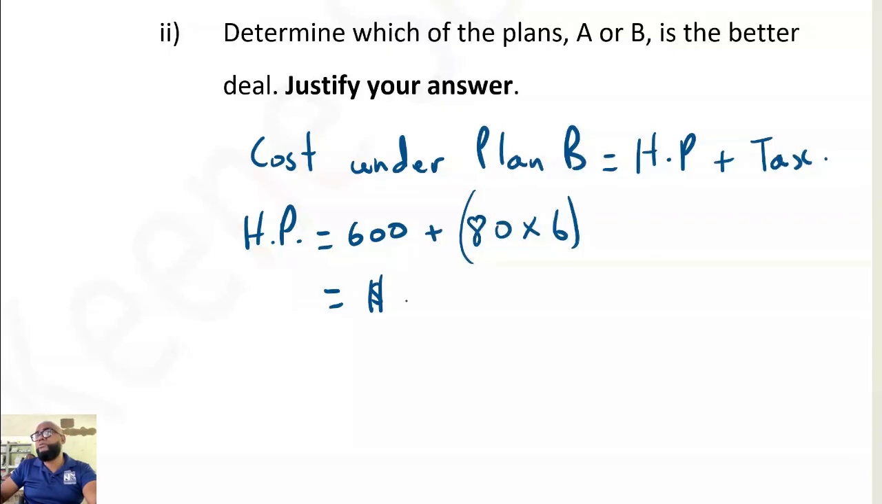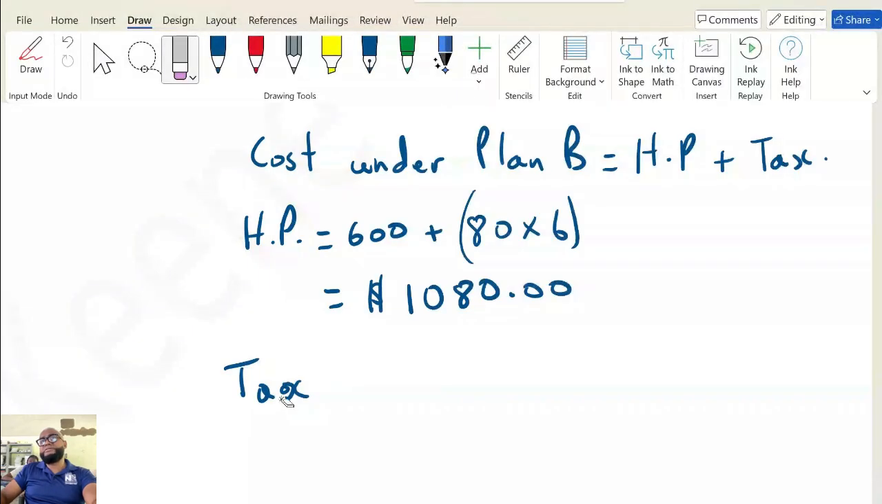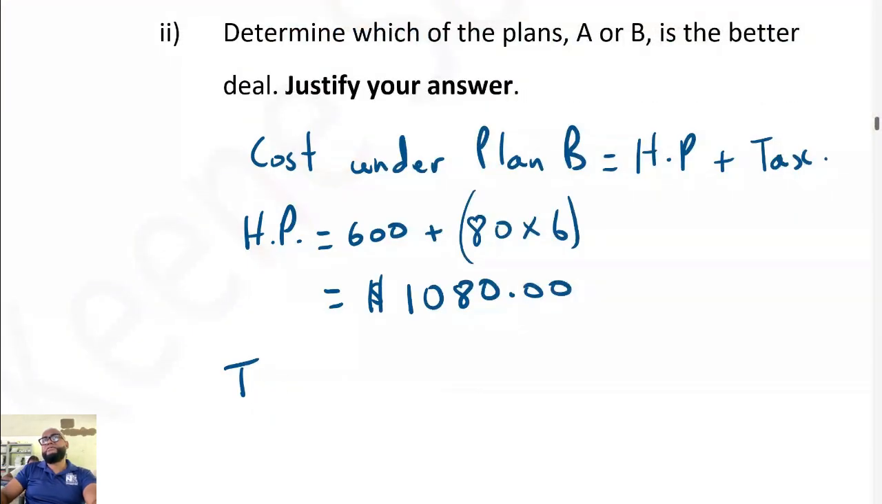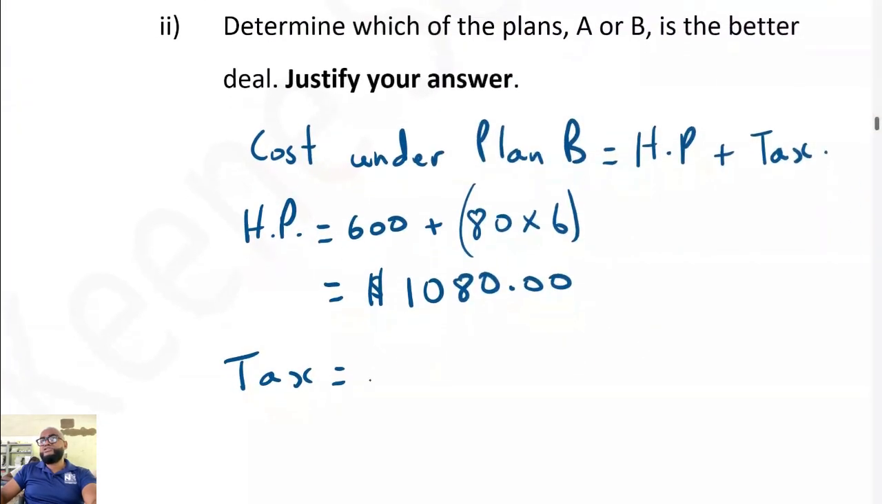How much? 480. So it'll be 1,080, right? Then we need to find out the tax. So how much percent is the tax? Was it 5? Let me scroll up to verify that. So my tax would be 5%, correct? So it will be 5% of what?